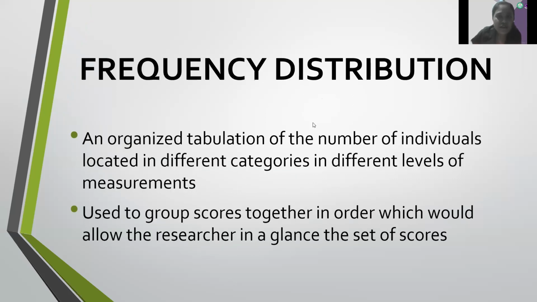Okay, so when you say frequency distribution table, we will just organize in a table the collected data that you have from your respondents. So we will group them together. We count how many have a score of this, or a score of 1, and so on.